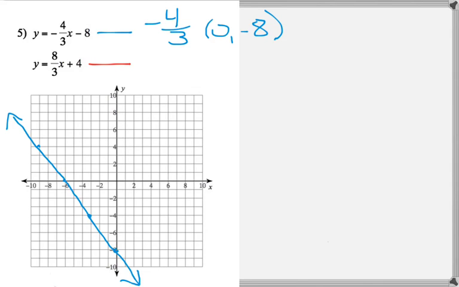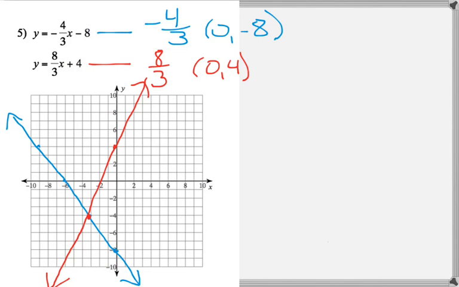Now we can move on to the second one. Our slope is 8/3. Our y-intercept is 0, 4. So we plot our y-intercept. 0, 4 is that guy right there. When we try to go up 8, I don't have enough graph space, but I could make both the 8 and the 3 negative. So let's go down 8. 1, 2, 3, 4, 5, 6, 7, 8. And over in the negative direction 3. 1, 2, 3. That puts us right here. So we can draw our line.